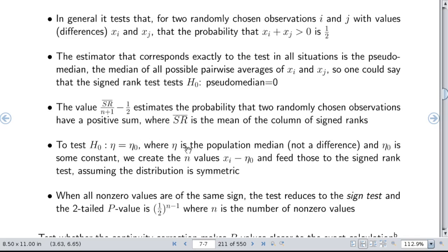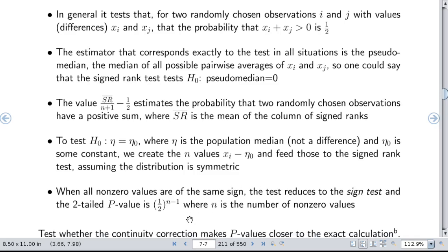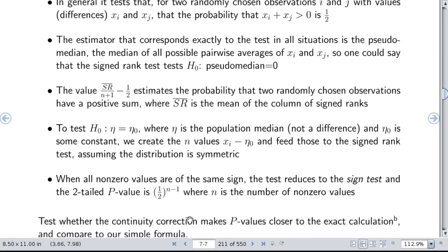Now, to test a null hypothesis that's not at the zero point, you can just subtract your hypothesis value here and now do your test on these new values. If all the non-zero values are of the same sign, as we mentioned before, the test reduces to the sign test, and the two-tail p-value is 1/2 to the n minus 1, where n is the number of non-zero values.